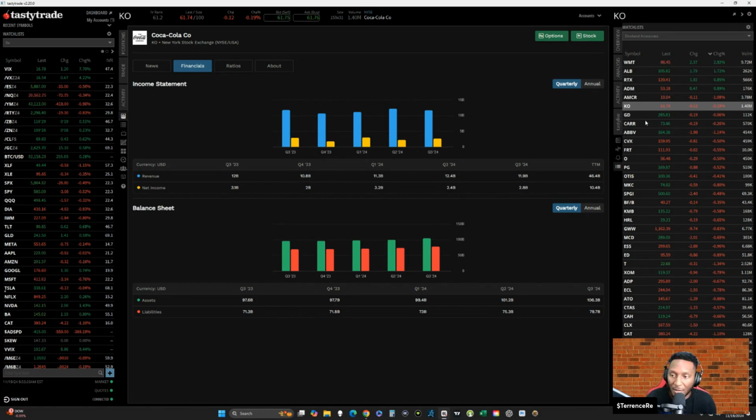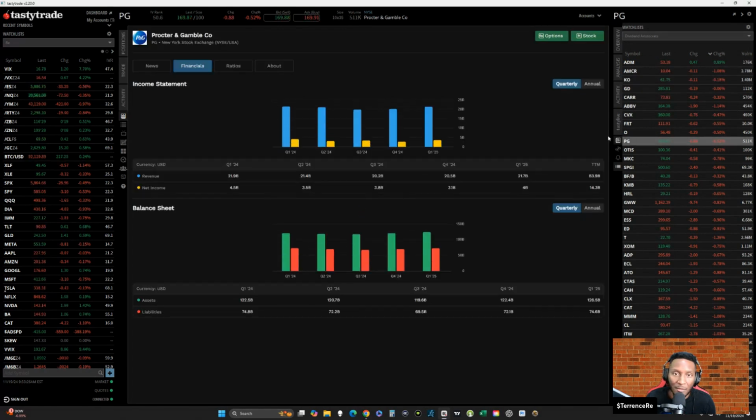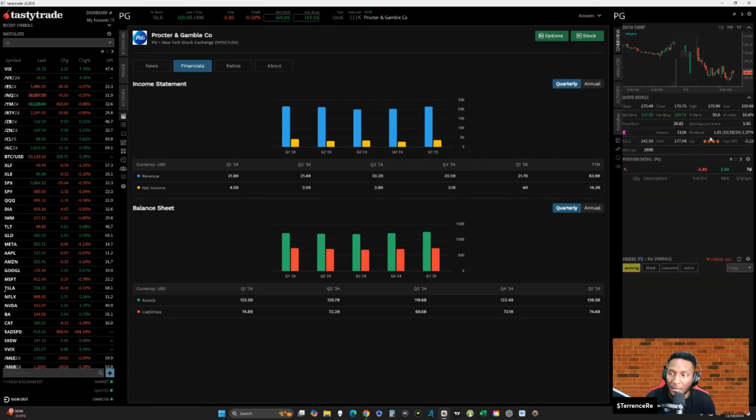Let me see if I can find another one that I know. AbbVie, PG, this is Procter and Gamble. Procter and Gamble's last dividend, they paid out $1. They paid out a whole buck, but the stock price is $169.89 currently. But they pay out a whole buck. This is how you would do it.